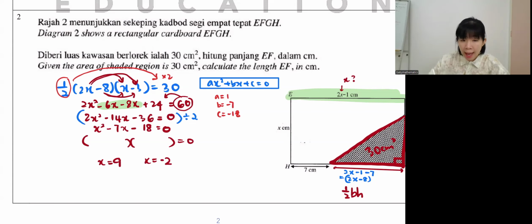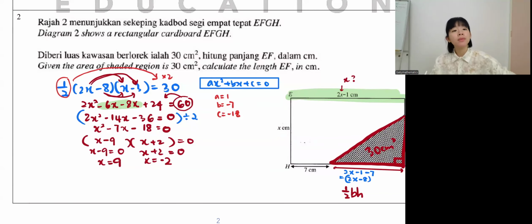So x minus 9, make sure you flip the sign, so x minus 9 equals 0. The other one, x plus 2, so x plus 2 equals 0. This is a problem solving question. Which must be rejected?